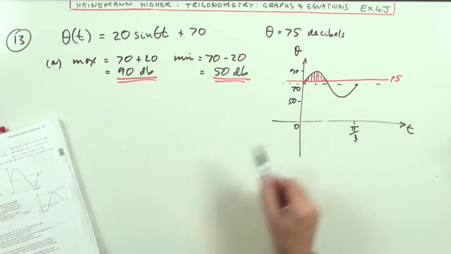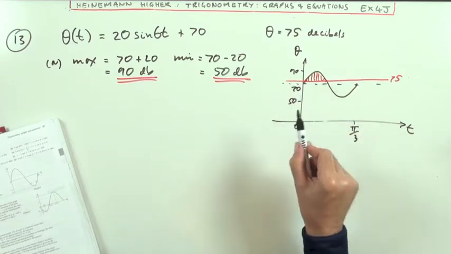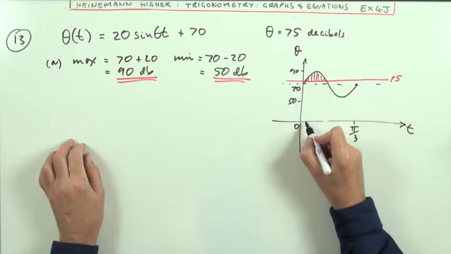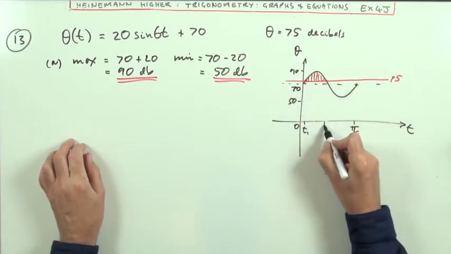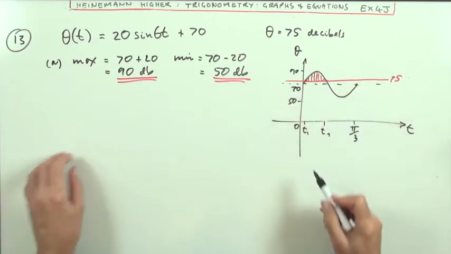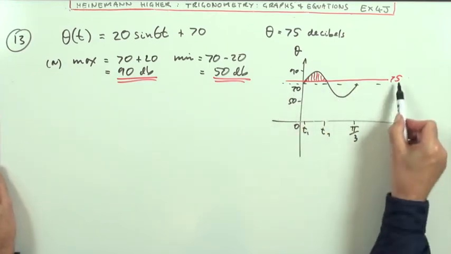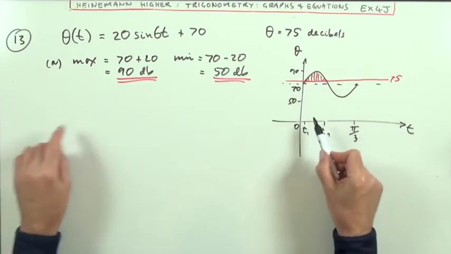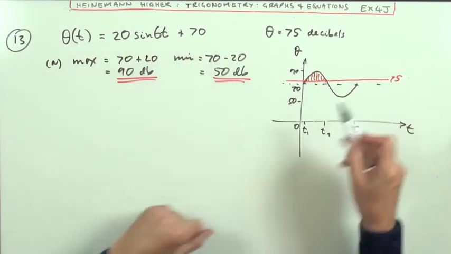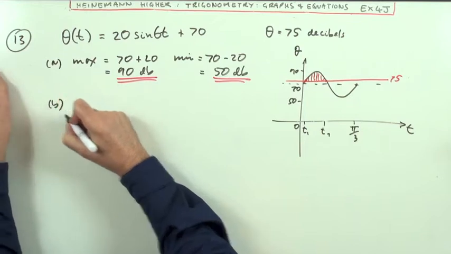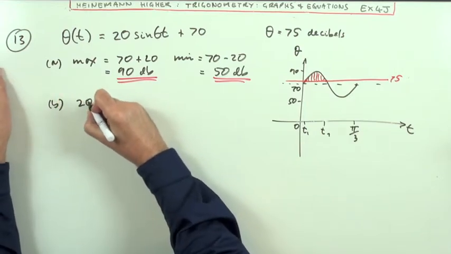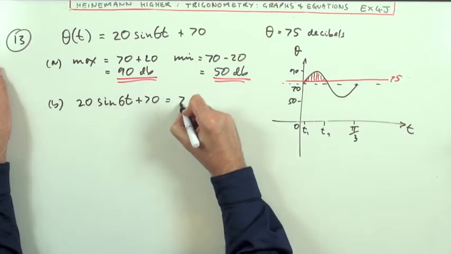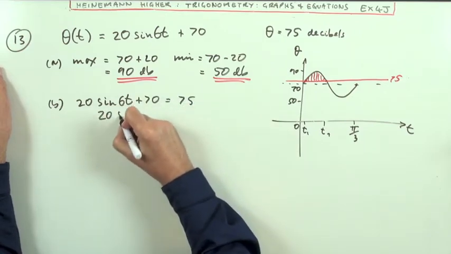For what percentage of each cycle, because that's only a part of the time, is that going to be audible? Right, well that means I'm going to have to figure out what these two times are. When did it start and when did it stop being audible above the ambient background of 75? I'll need to find the times. So that's just solving that equation then. When does that equal 75? So for B, I want to know when does 20 sine 6t plus 70 equal 75?